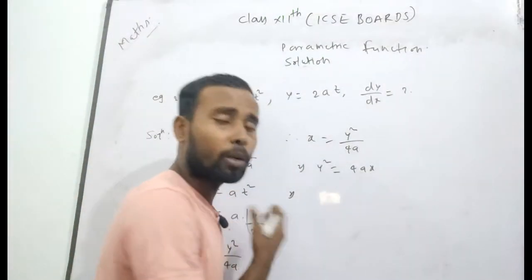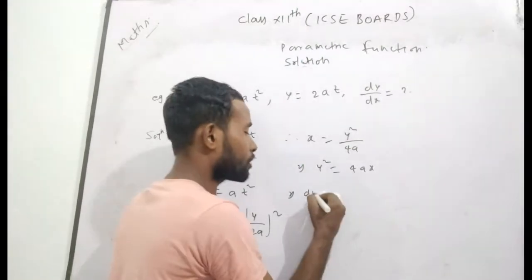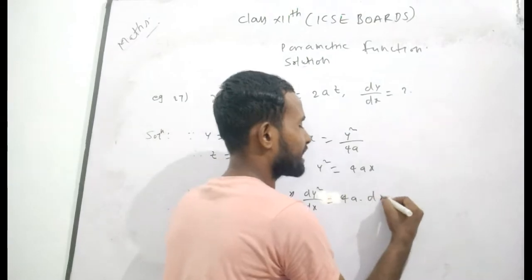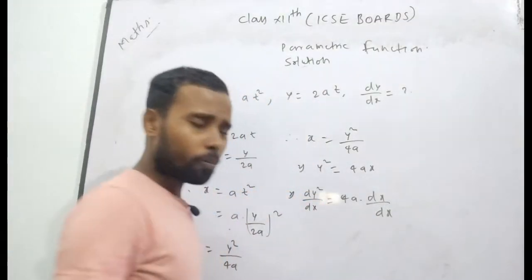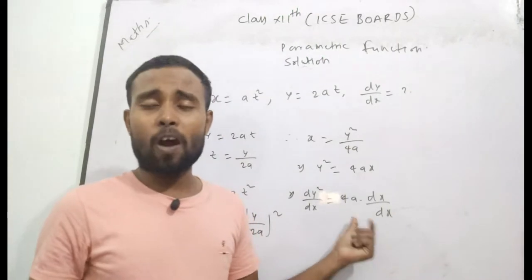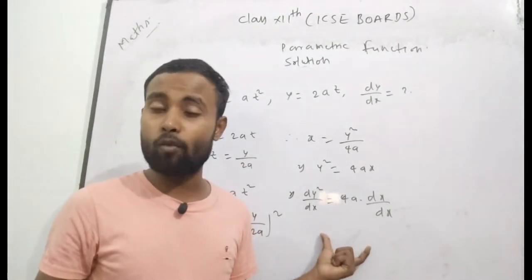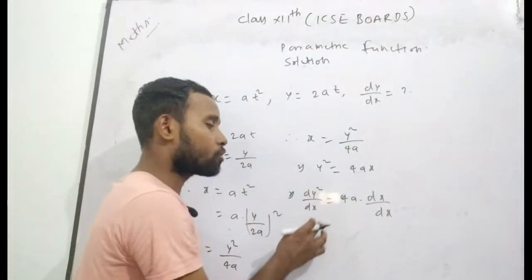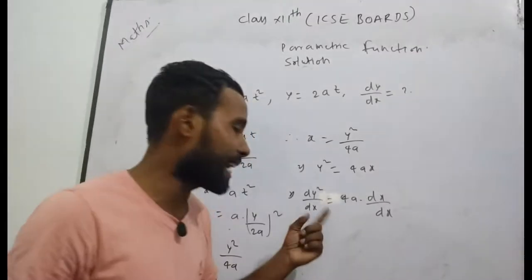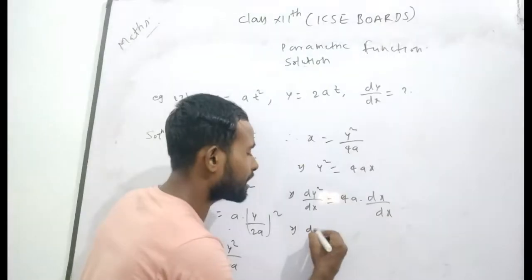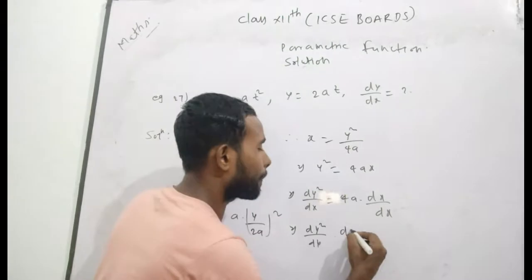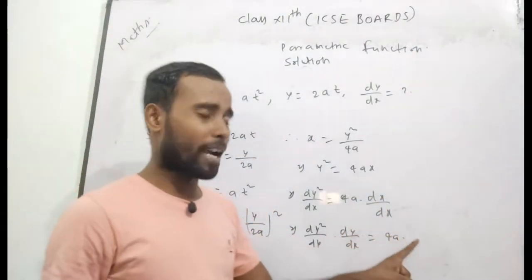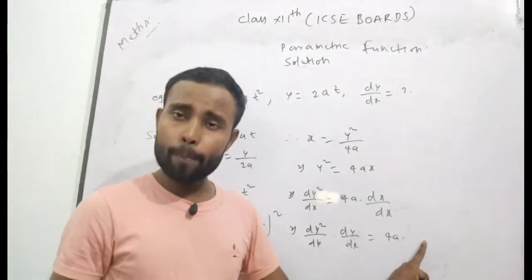Now you have to differentiate on both sides with respect to x. If you differentiate on both sides, you will get d(y square)/dx is equal to 4a times dx/dx. Why have I taken 4a out of this derivative term? Because 4a is a constant. You can take it out of derivative terms. Now, as you know, y square can't be differentiated with respect to x directly. That's why firstly differentiate y square with respect to y, then differentiate y with respect to x. On the right, the derivative of x with respect to x will be 1, so it will be 4a into 1.